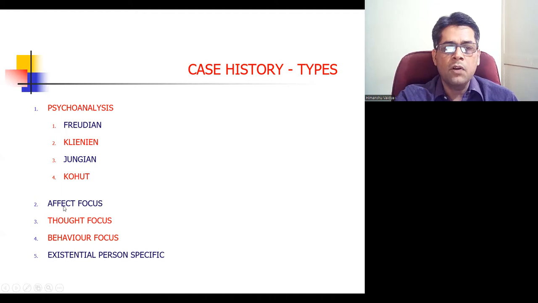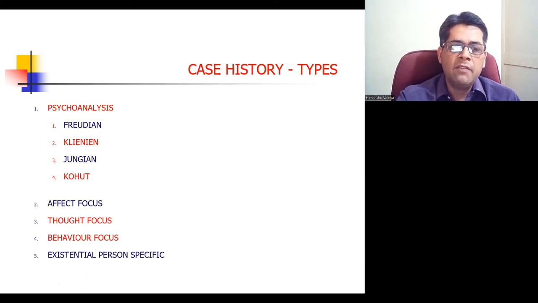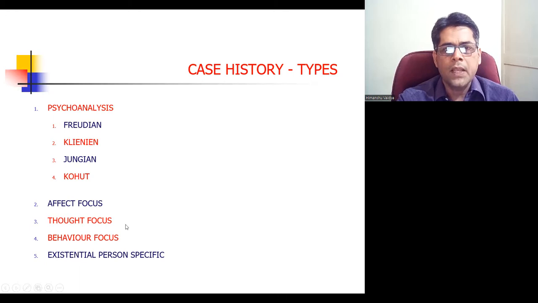Some schools which are affect focused, like emotion centered therapy, will take a case history with a focus on affect. Some cognitive schools will take case history based upon thought, so they will ask more questions related to thought. Behavioral schools will focus more on behavior and will ask more questions and record more information based on behavior. The existential school will go more into the psychophilosophical, almost spiritual aspect of the person, the experience of life, reflection on life, and they will take the conversation into that color and flavor. So different types of case histories will emerge based upon which school of psychotherapy you follow.